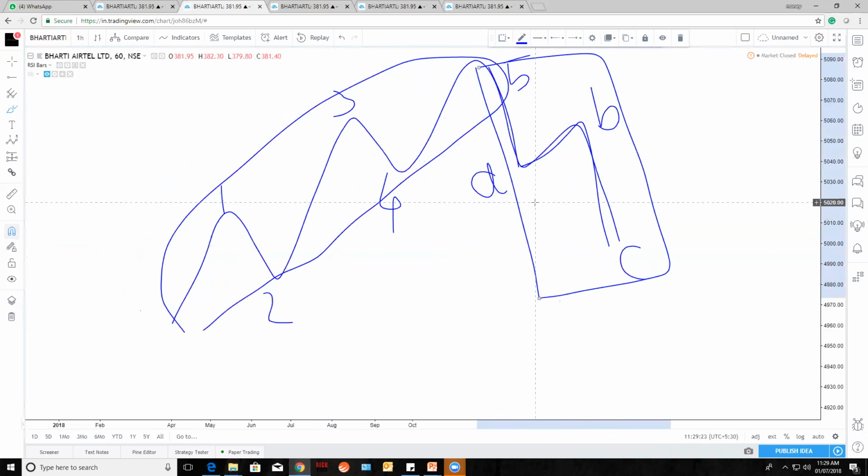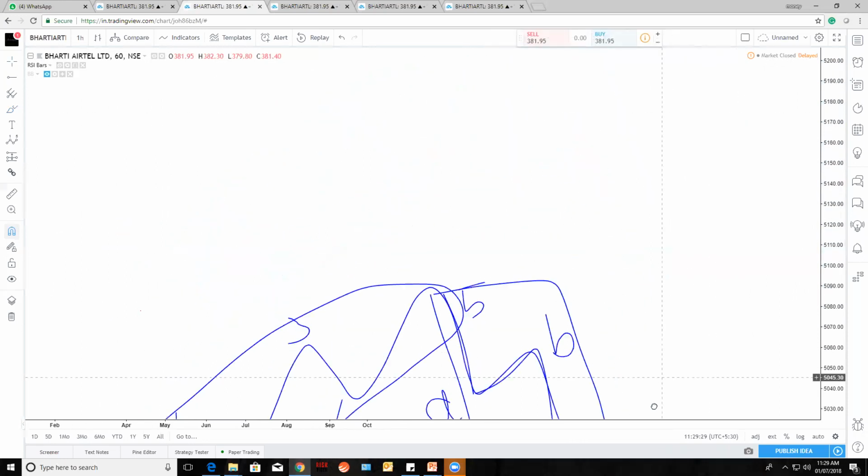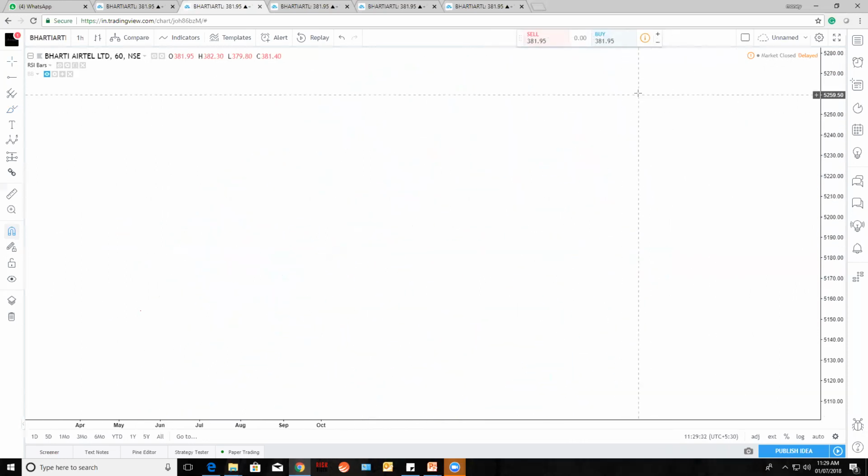Okay, this is for the corrective waves. So in a corrective wave, there are three main patterns, or three types of corrective waves.